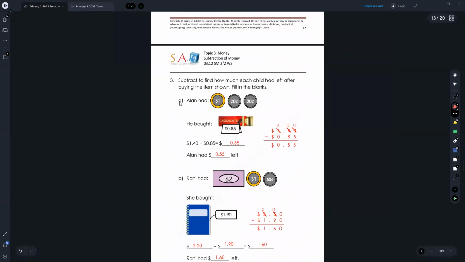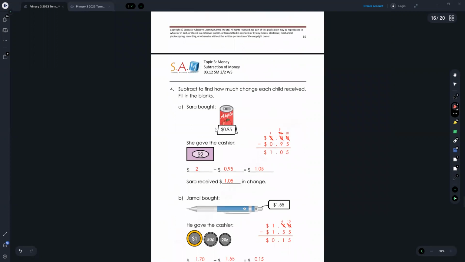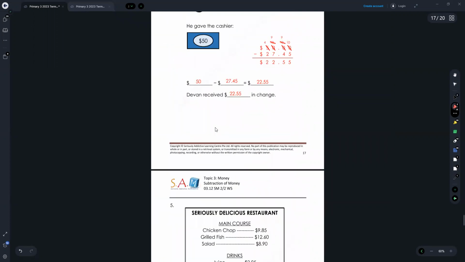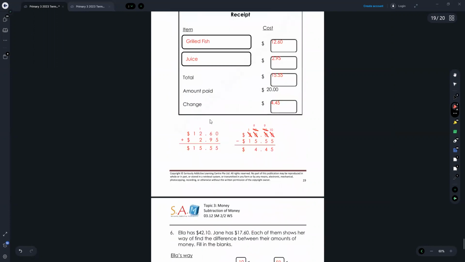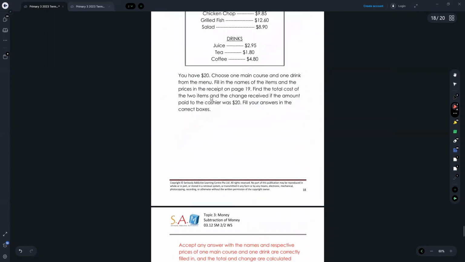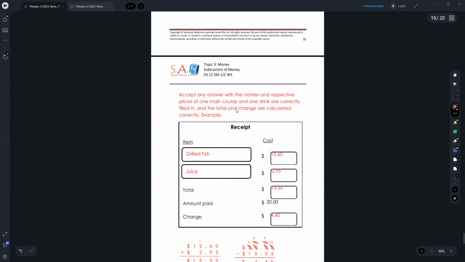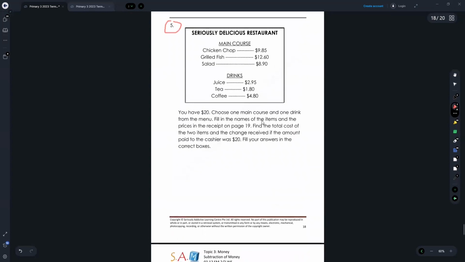Then we do one word problem with them here. Maybe just question 3 would do. This one is on change. And then let's do question 5 with them. They're going to read the question here: find the cost of 2 items, and the change received. The amount paid to the cashier was $20. So they have to fill it in like that and make sure that they get the change.